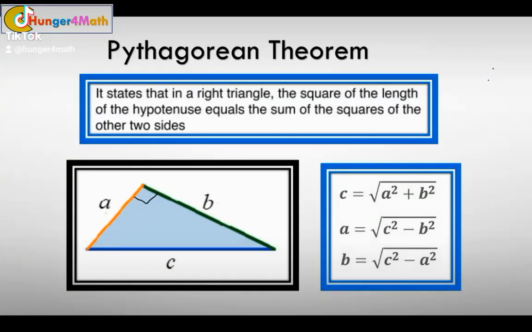The Pythagorean theorem states that in a right triangle, the square of the length of the hypotenuse is equal to the sum of the squares of the two other sides. Here, letter C is the longest side of the triangle, which is our hypotenuse, and A and B will be the sides.